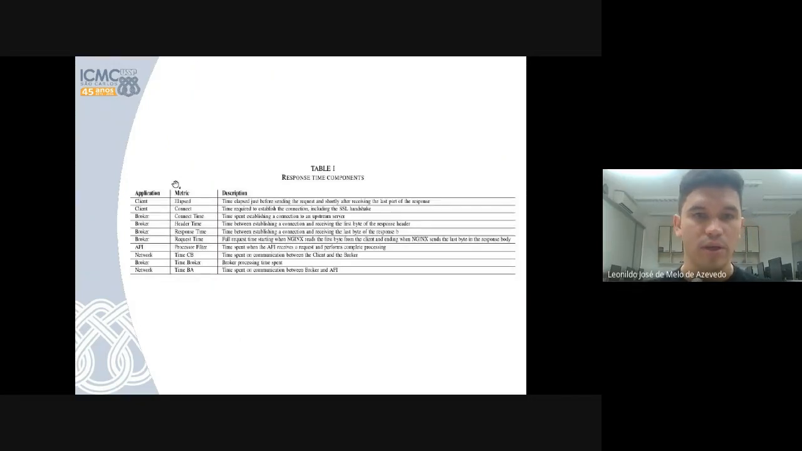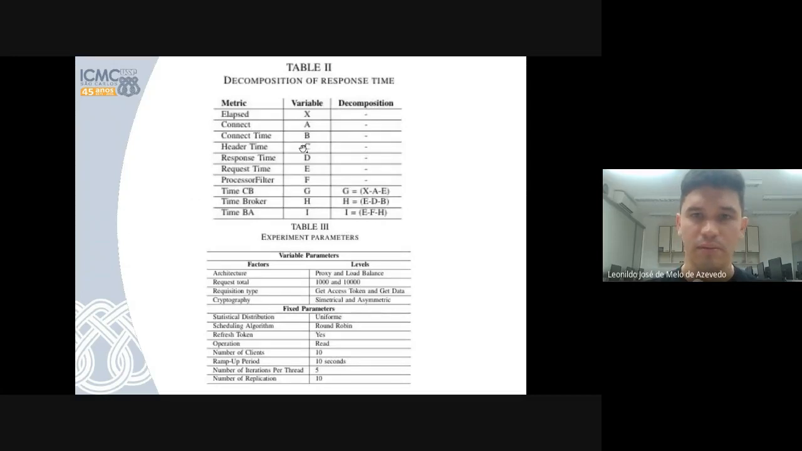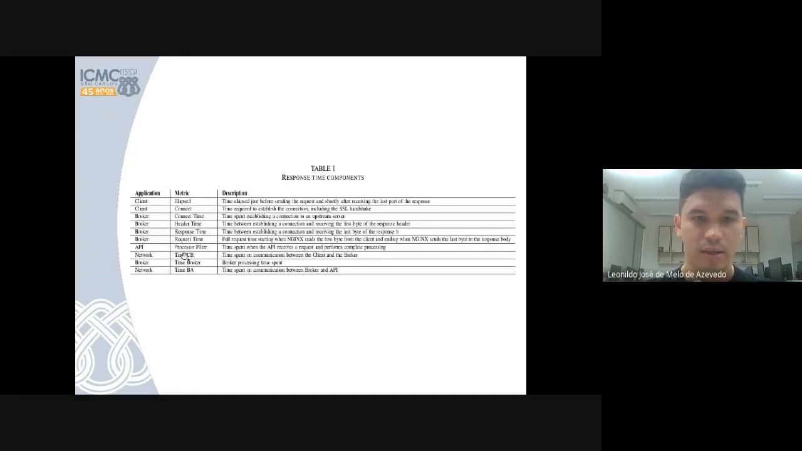In this table, we show all of the collected metrics. However, I won't detail them one by one, due to the time. In this case, I mean the percentage time, not the metric times. But basically, we have another table here with more details, where, for example, times CB. What's times CB? We can come back here. Times CB is the time spent on communication between the client and the broker.